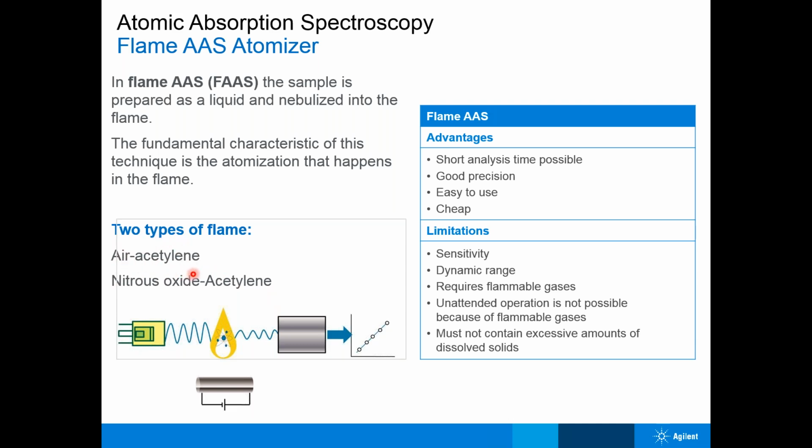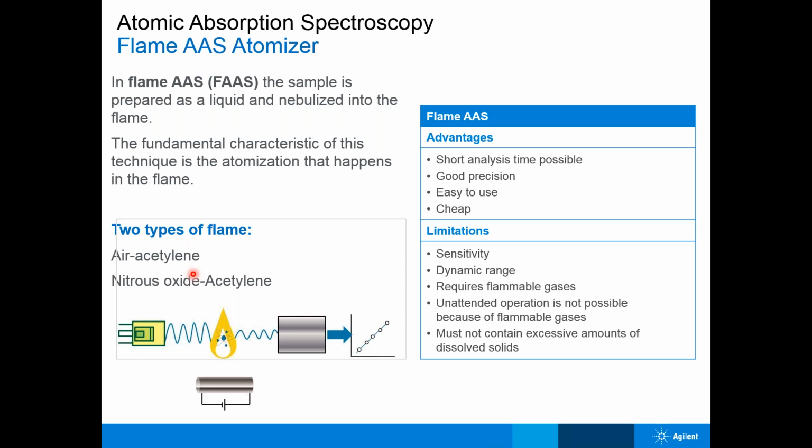But each technique, as I mentioned, has its limitations. When I'm talking about flame AAS, it has a very short precision, and you cannot run an AAS for a long duration. If you plot a linearity and then want to run the sample for 3 or 4 hours, then you definitely have to recalibrate your AAS with a suitable certified reference material.